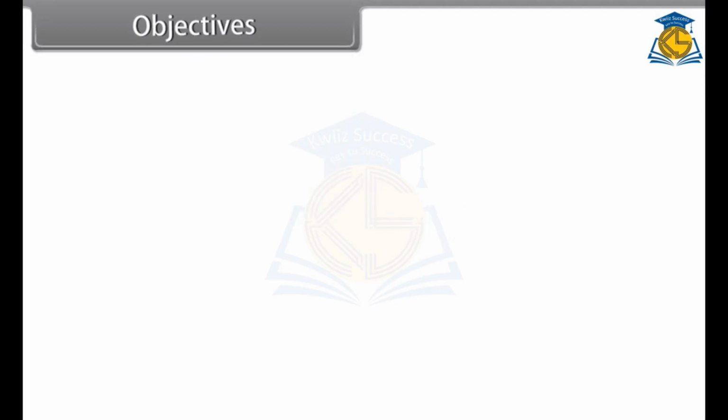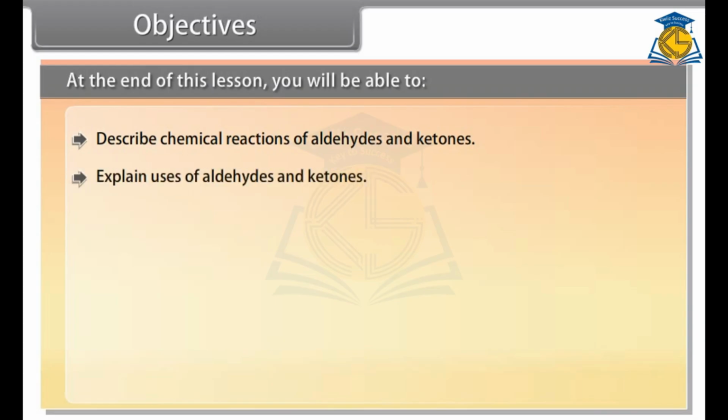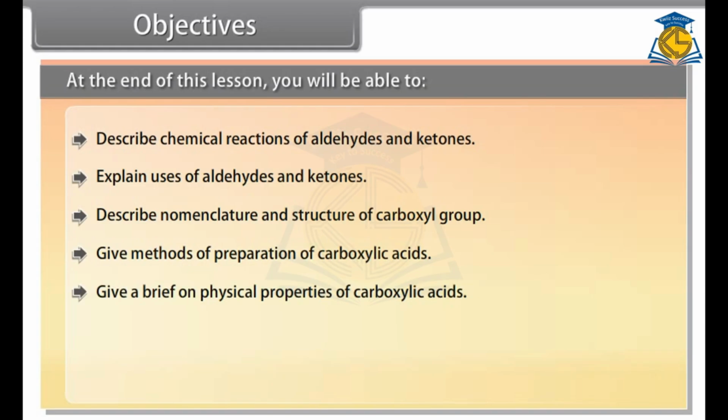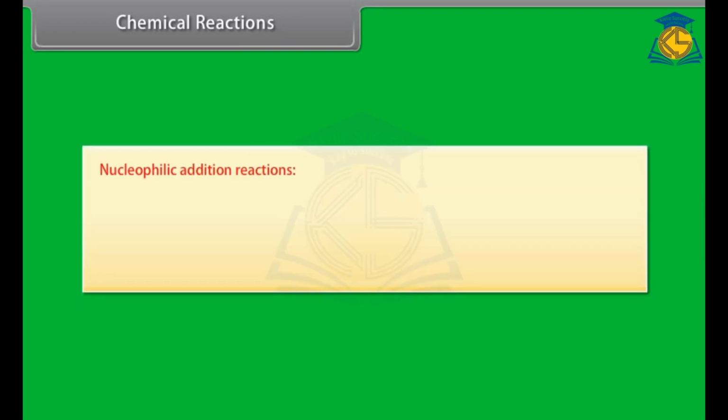Objectives. At the end of this lesson, you will be able to describe chemical reactions of aldehydes and ketones, explain uses of aldehydes and ketones, describe nomenclature and structure of carboxyl group, give methods of preparation of carboxylic acids, give a brief on physical properties of carboxylic acids, describe chemical reactions of carboxylic acids, mention uses of carboxylic acids. Chemical reactions, nucleophilic addition reactions, mechanism of nucleophilic addition reactions.